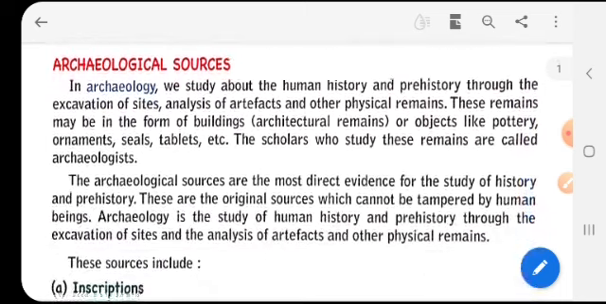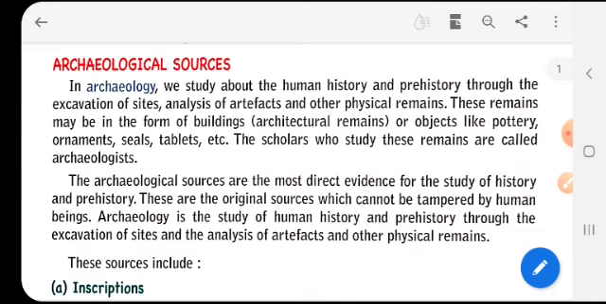So, what are the archaeological sources? In archaeological sources, we study human history and prehistory through the excavation of sites, analysis of artifacts, and other physical remains. Archaeological sources give us the facts of the excavation sites. They tell us where the ground was excavated, and what we got from that place. Whatever physical remains we get from those excavations, we consider as the source.